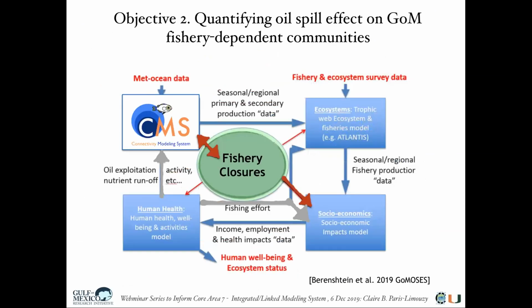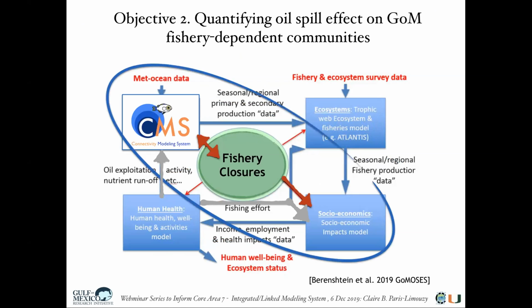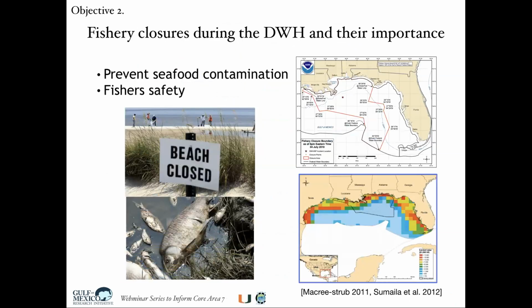So having said that, now we can move to objective 2, which is to quantify oil spill effect on GOM fishery-dependent communities. So here we're focusing on this aspect of linkage between the oil spill model and socio-economic impact models through fishery closure. There is a direct impact in the economic loss associated with tourism and seafood industry due to beach closure and fish kill, but another very important impact to the economy is the indirect effect, mainly through losses in the fishing industry due to fishery closure.